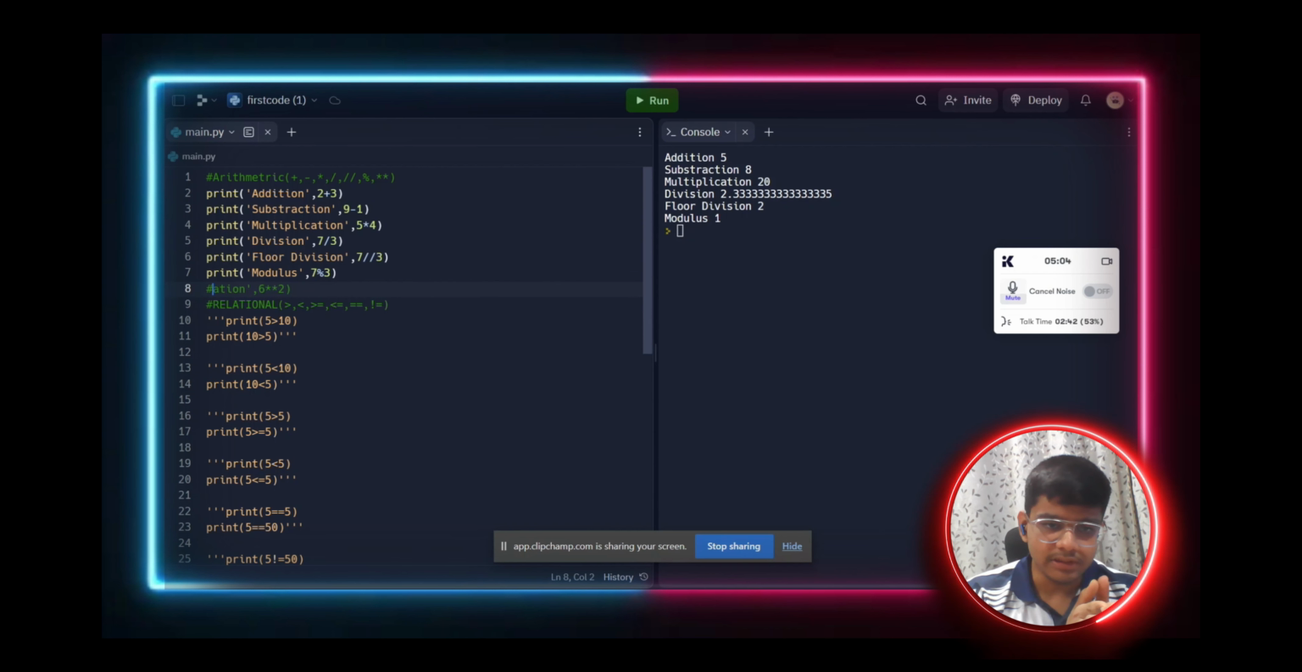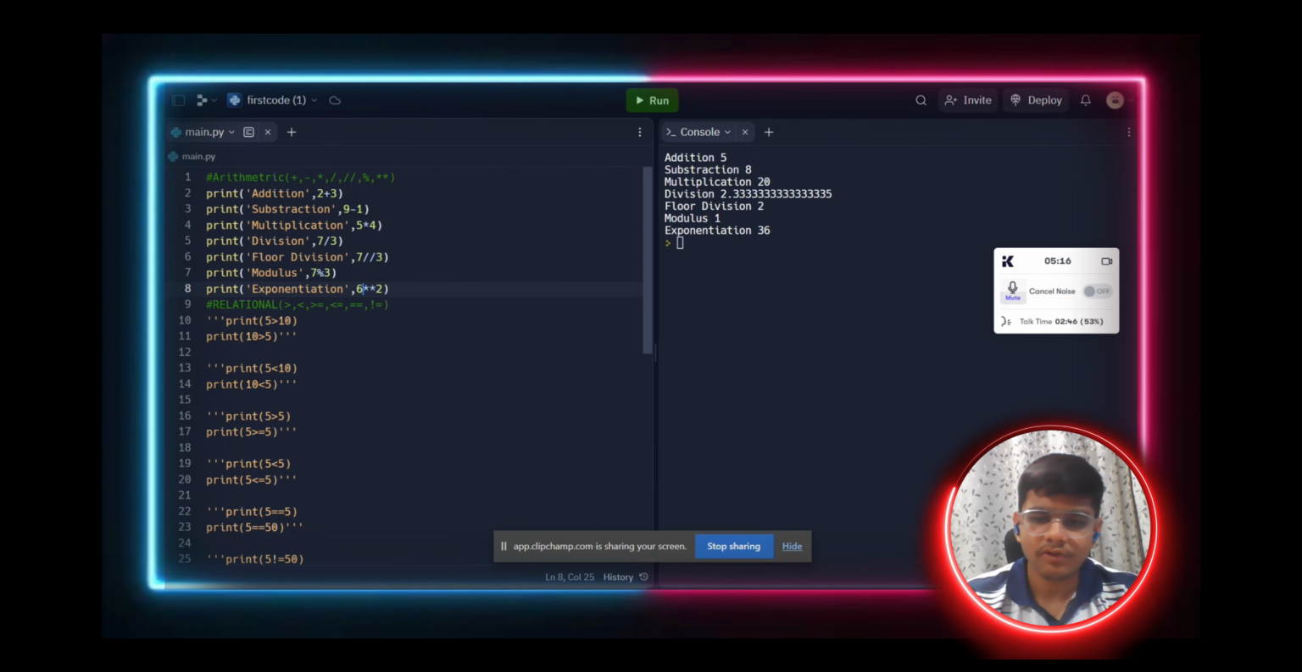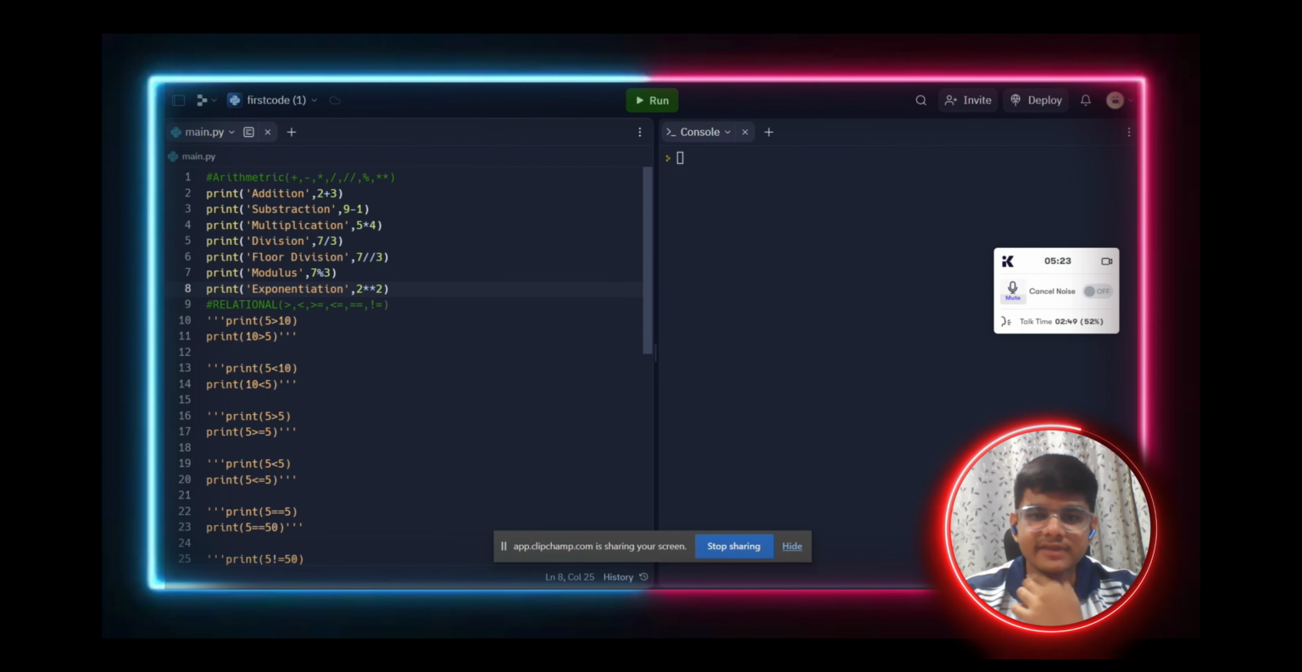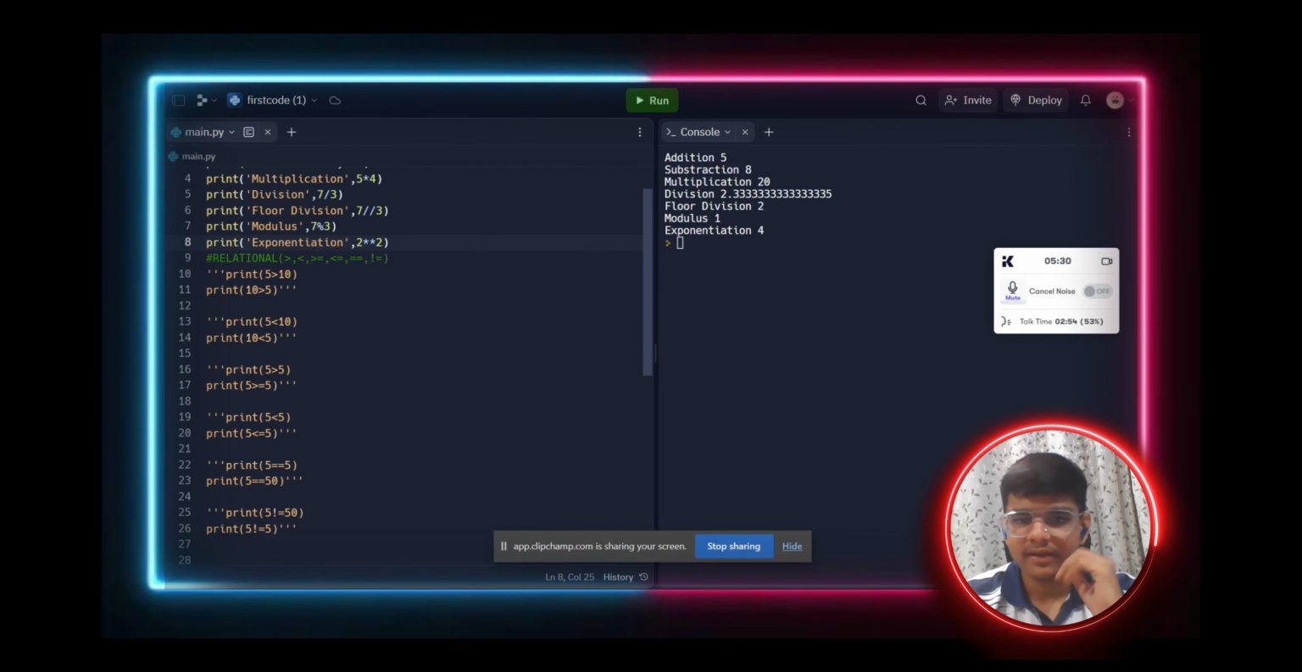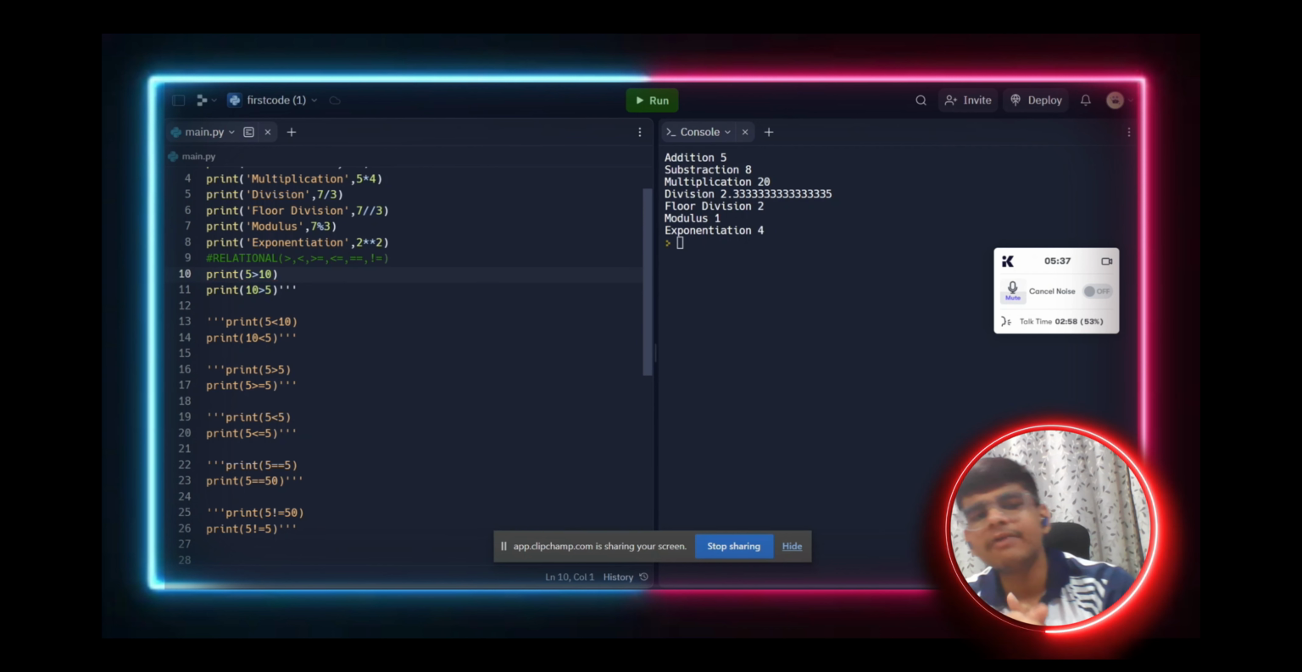Next, the exponential operator. As the name suggests, it gives the index power to the first operand. It is denoted by two star symbols, or asterisks. See the output of the exponential. If I want to calculate 2 raised to power 2, that is 2 squared, which is 2 times 2, obviously 4. So here we have completed arithmetic.